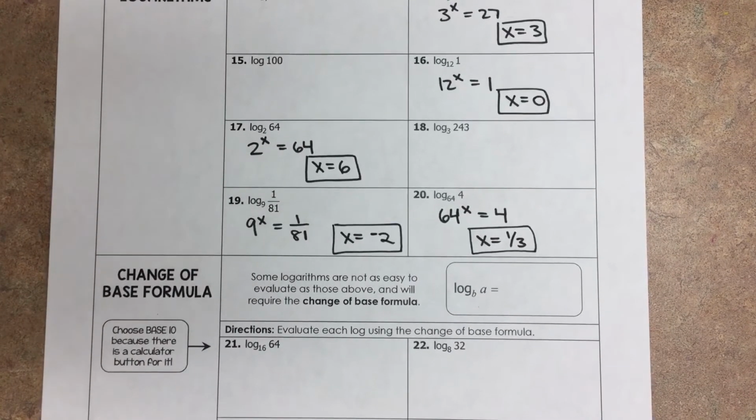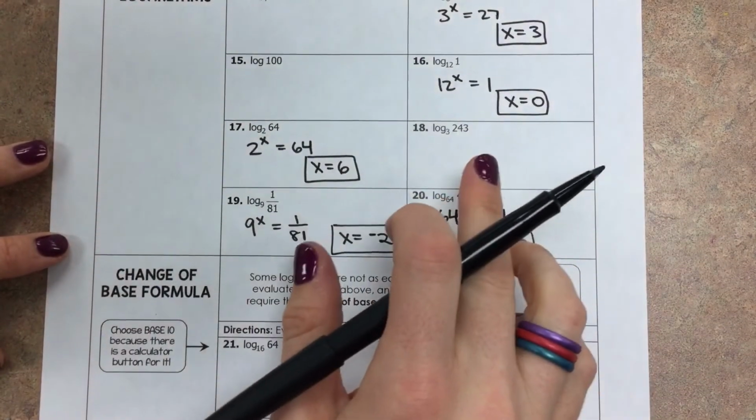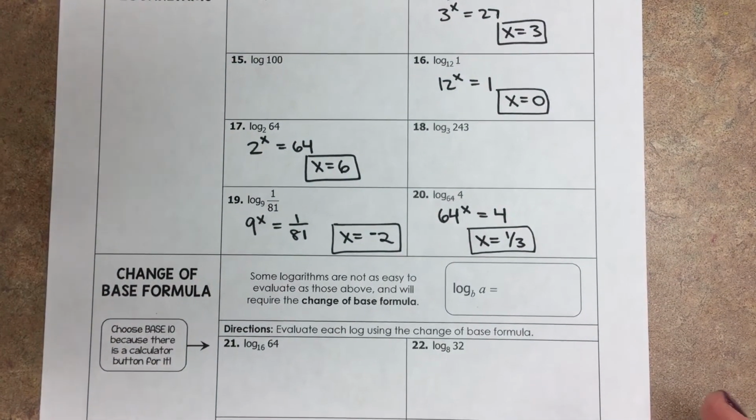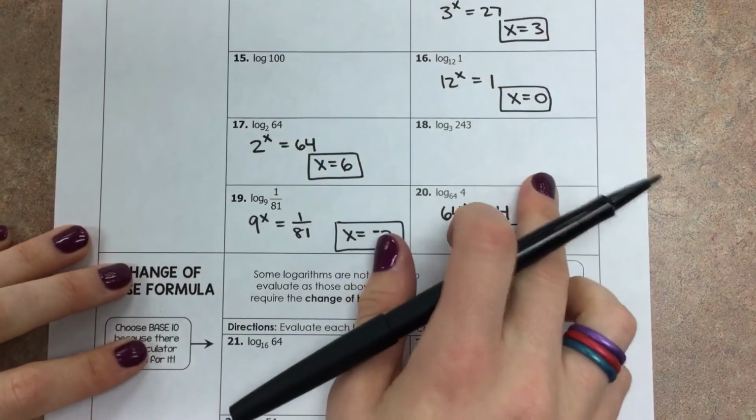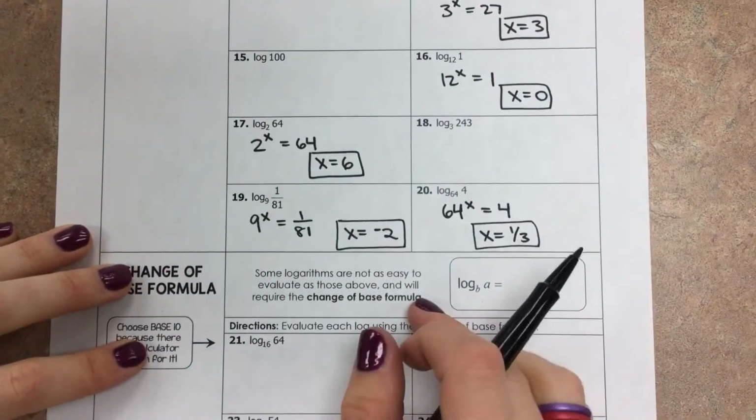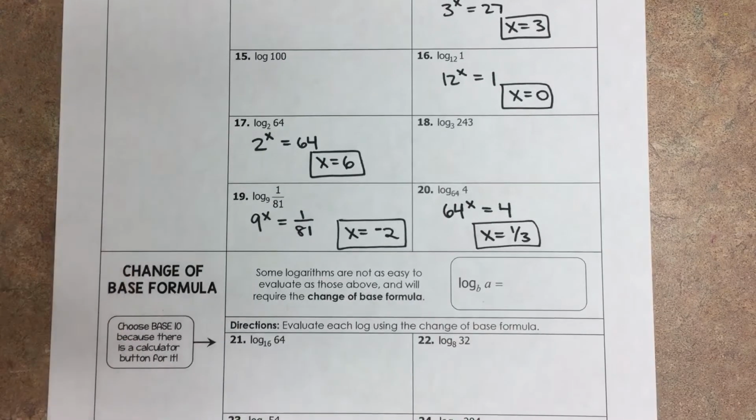You guys will get quicker the more of these that you practice and the more familiar you are with your powers. So it'd be a good idea to brush up if you were looking at some of these like, oh, I didn't know that 3 to the third power was 27.